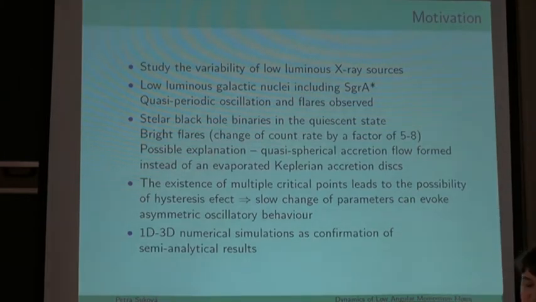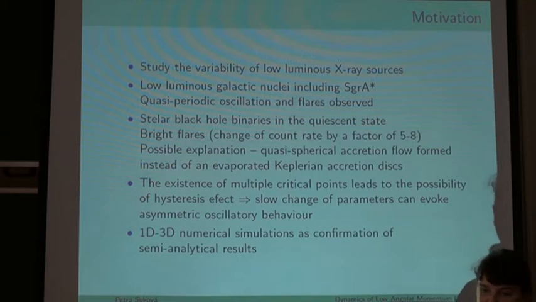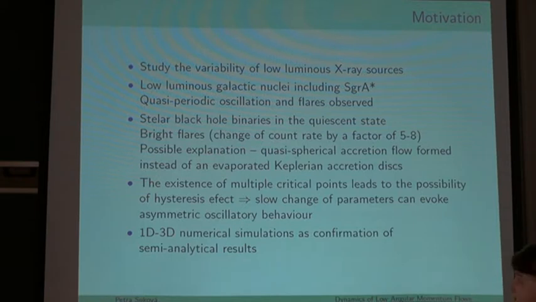So the study of low angular momentum accretion flow is of quite big astrophysical significance, since it is related to low luminous X-ray sources and the variability of their spectra. Among those types of sources, we can count, for example, the low luminous galactic nuclei, such as Sagittarius A star in the center of our own galaxy. And in the spectra of these sources, even though they are quite faint, quite interesting variability on different time scales is observed. For example, quasi-periodic oscillations and some flares.